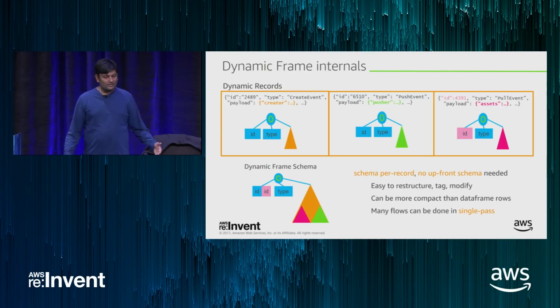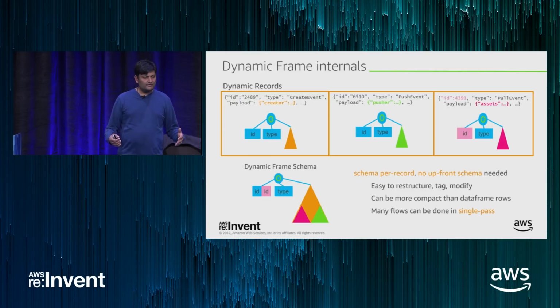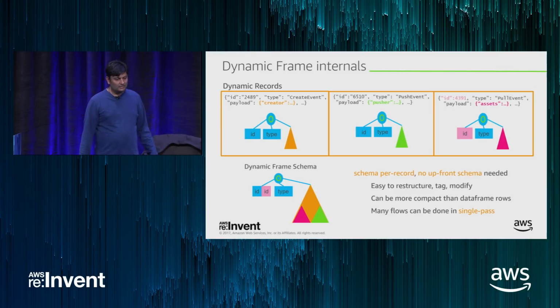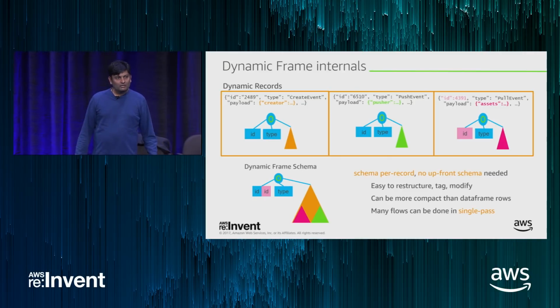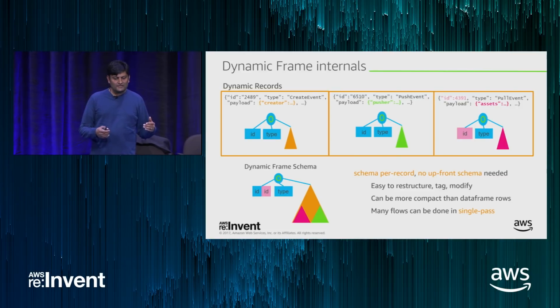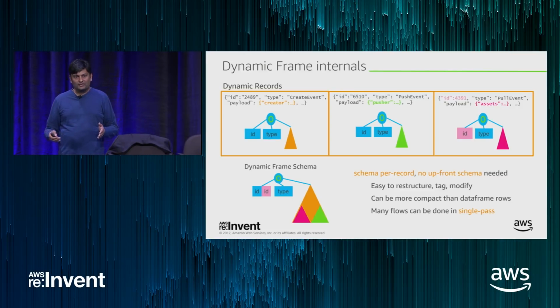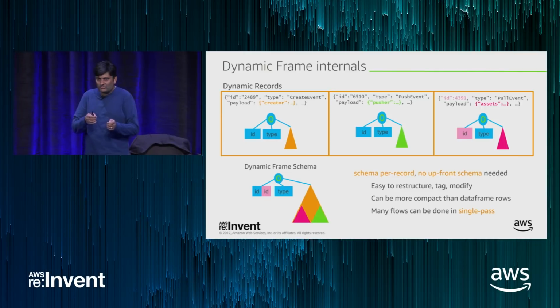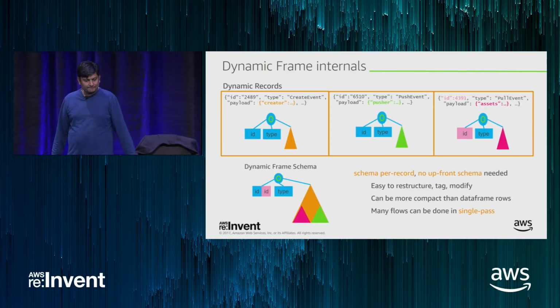For a data frame, if you wanted to store all this information, you'd have to have a structure that's the union of all of these structures. And so you'd have a lot of columns or fields that would be empty. It would look a little bit like the shape at the bottom. Dynamic frames and dynamic records are self-describing. So you don't need to have a schema up front for storing this inside of a dynamic frame. Each record stores its own schema, and so it can vary from record to record.